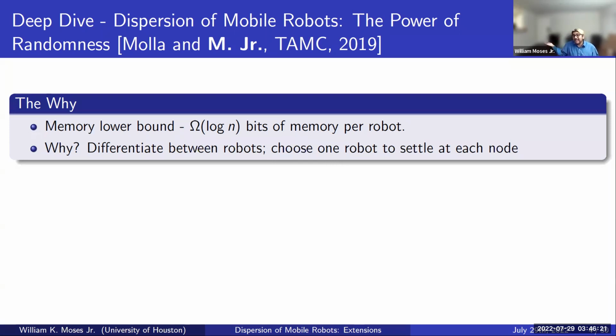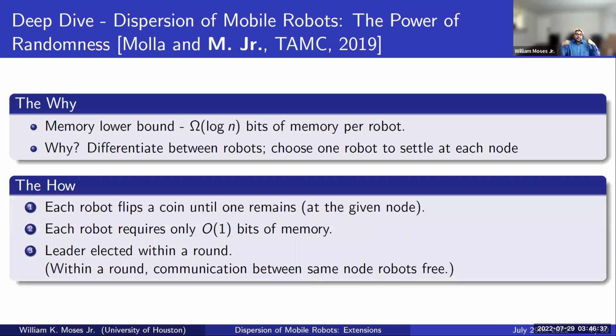Each one needs a unique ID, so that if all the robots are together at a node, one of them needs to be able to settle down at that node. And this unique ID is used to actually differentiate between them and have one robot settle down.